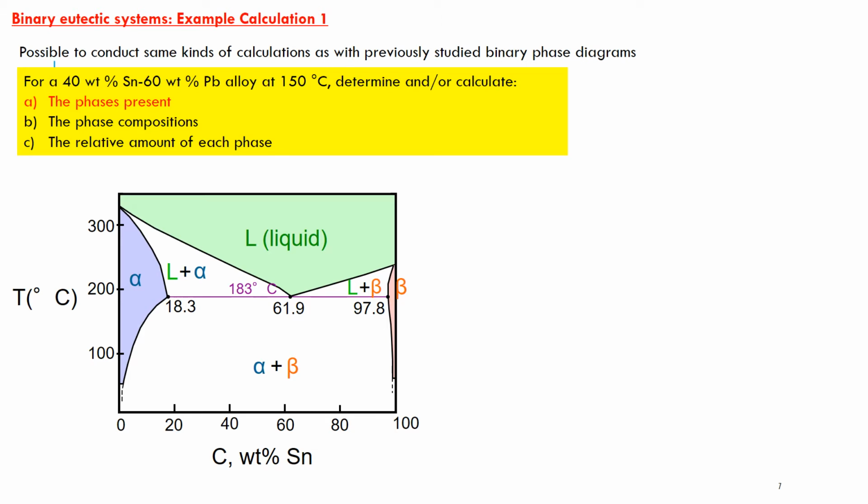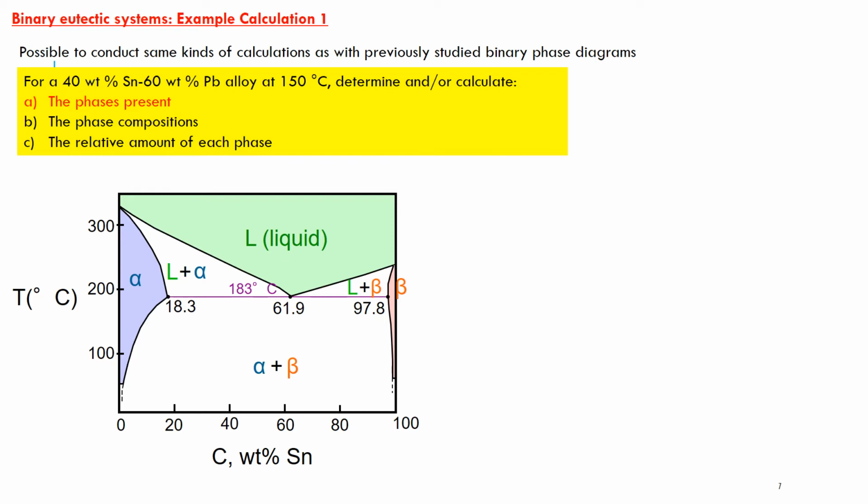Now, it's possible to conduct exactly the same kinds of calculations that we've been looking at for the copper-nickel system and other previously studied phase diagrams with these binary eutectic systems. So I show you a different binary eutectic system here. That is the lead-tin system. And all I've done here is plot temperature against the weight percentage of tin. And we can work out exactly the same things. So we can work out the phases that are present, the composition of each of those phases, and the relative amount of each phase. So let's do that for the lead-tin system.